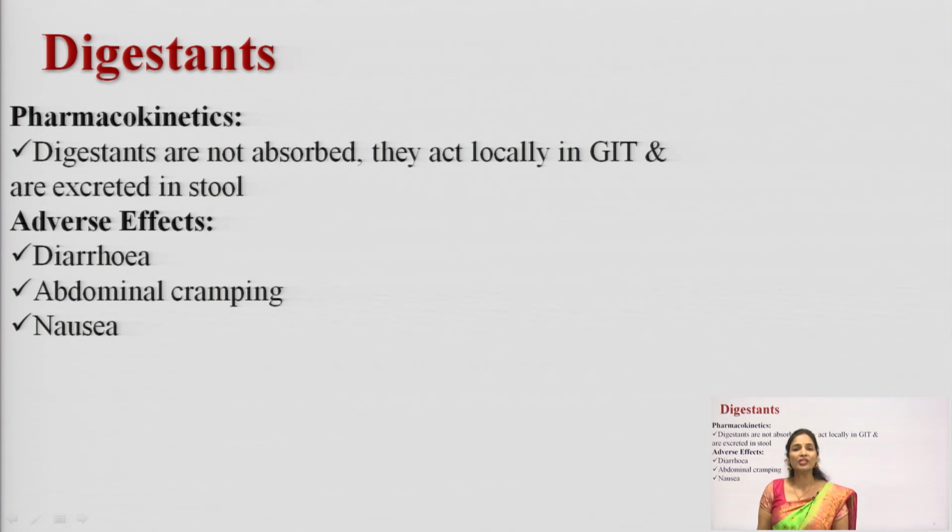And what is the major drawback with these digestant drugs? It causes diarrhea. Diarrhea is one of the major drawbacks with the digestant drugs, along with abdominal cramping and nausea. These are the basic adverse drug reactions with the digestants.